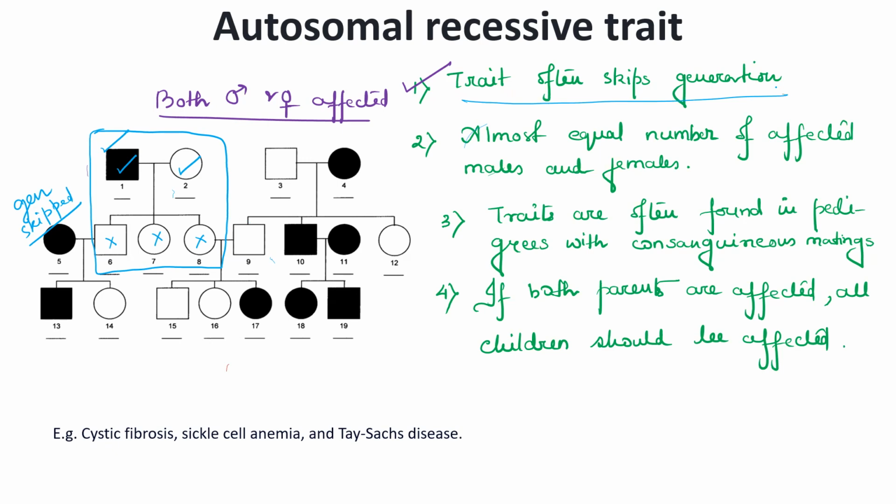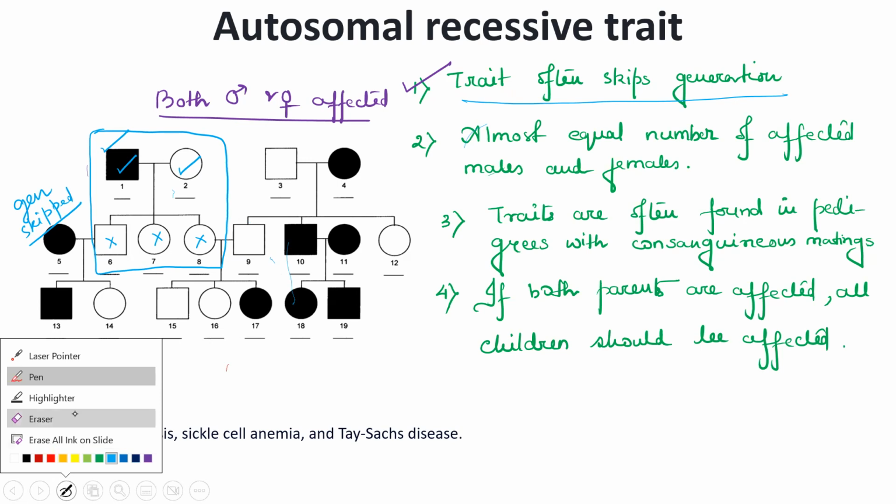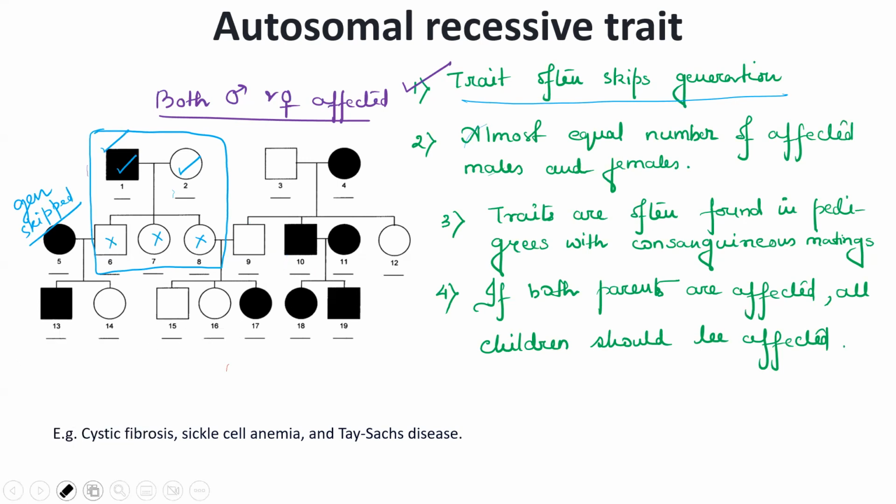Trait often skips generation. But what did I say? One more thing, I have just said that it will not skip generation if both the parents are affected. Look at this red. Here, both the parents are affected. Did it skip generations? Yes or no? It did not skip generation. Both the children got affected. Okay, it will not skip generation if both the parents are affected.